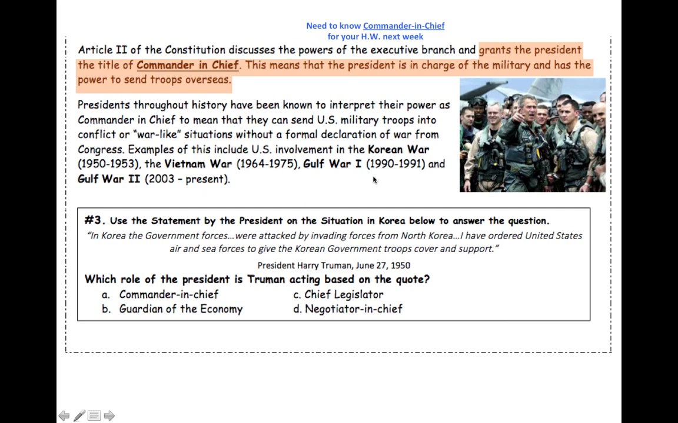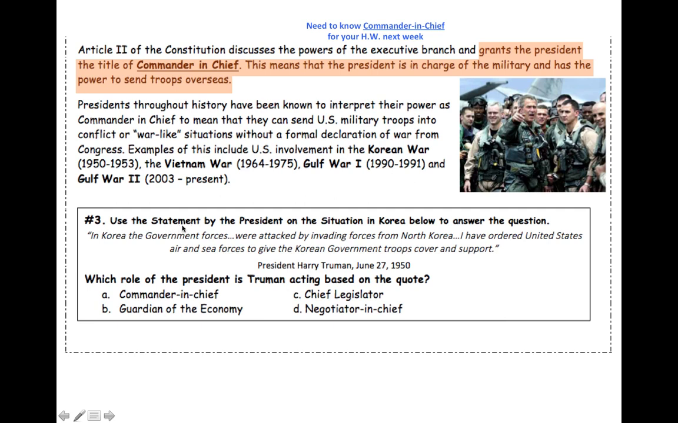Just FYI, guys, that means Congress did not actually declare war in any of those, even though they have the word war right in them. We sent our troops to fight in those wars, but our Congress did not declare war officially, but the President can move troops how they see fit.